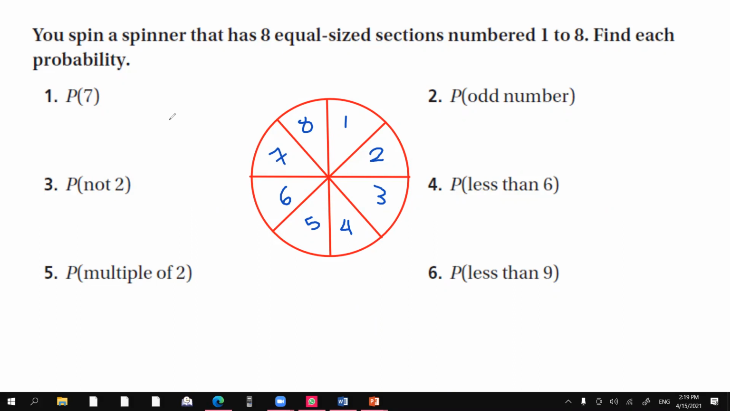So here, how many 7s do I have? I have only one 7, so I will say only 1. How many equal-size sections do we have here? 8. I will say 1 over 8.